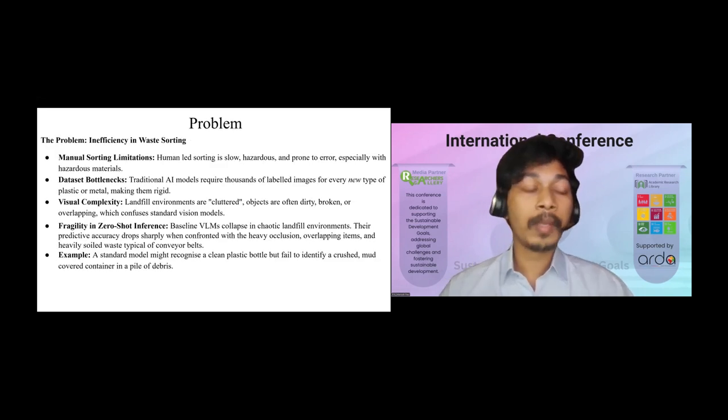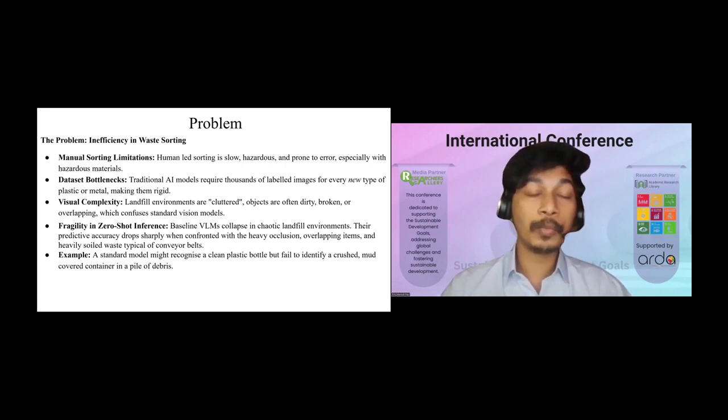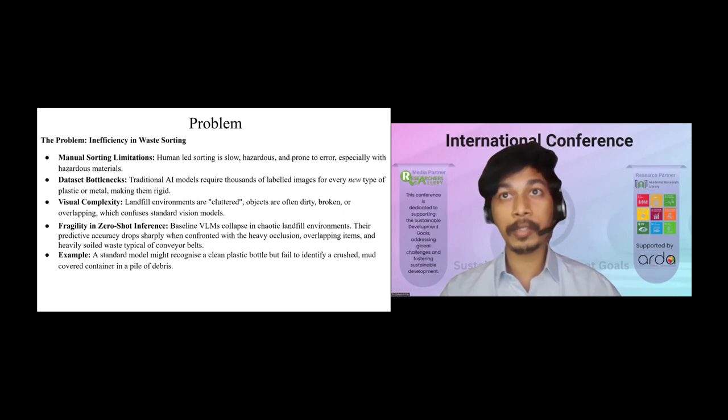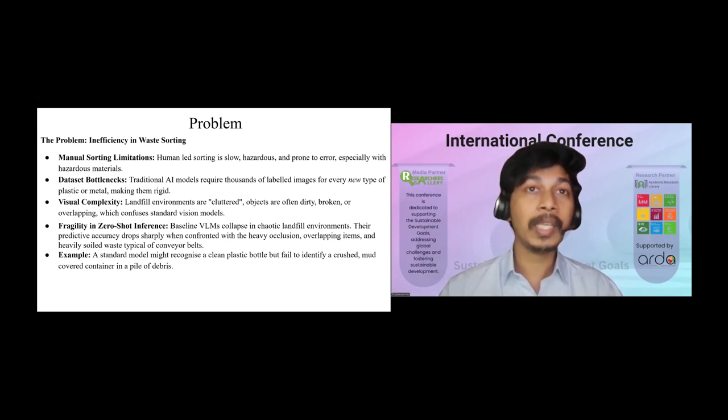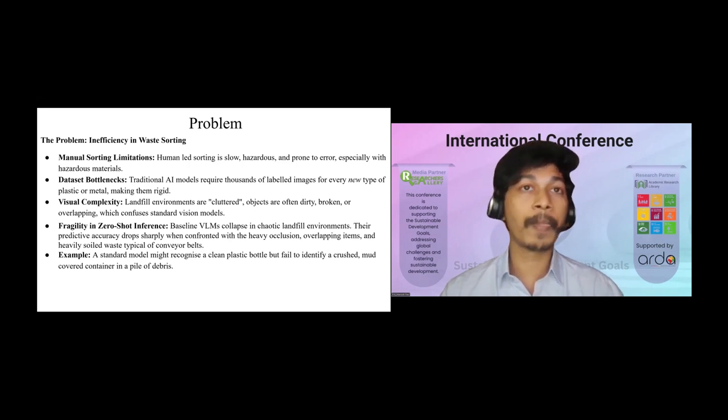the problem. So the problem we are addressing is the inefficiency in waste sorting. Human-led sorting is very slow. It is hazardous, prone to error, especially with hazardous material. Even semi-automated processing also faces the same issue. And traditional AI models that use CNNs require thousands, if not millions, of labeled images for every type of plastic and metal and other type of recyclable materials.